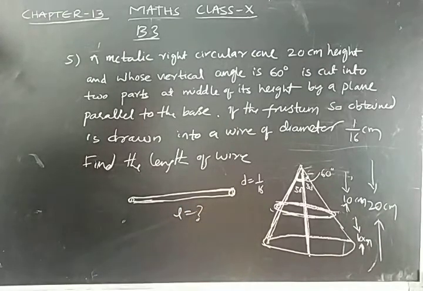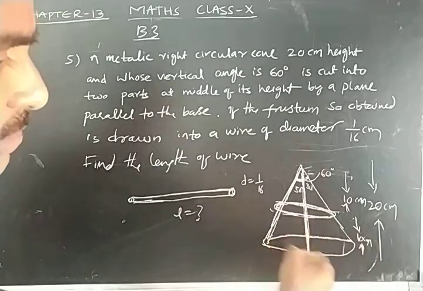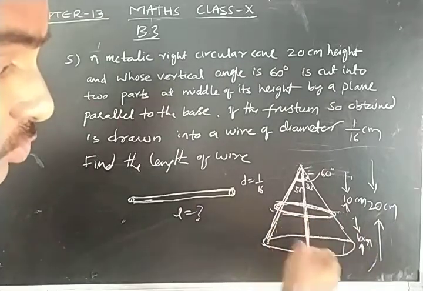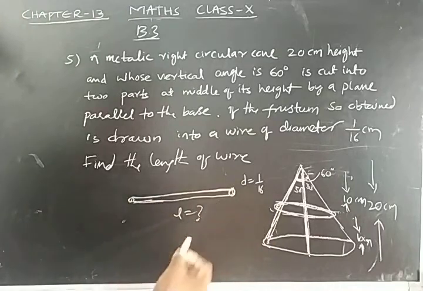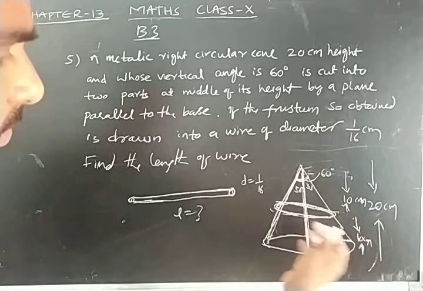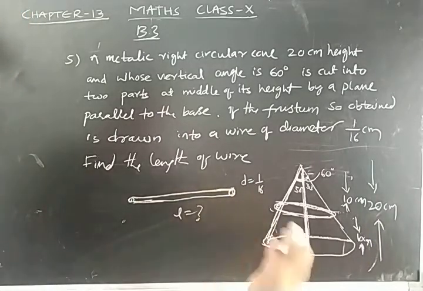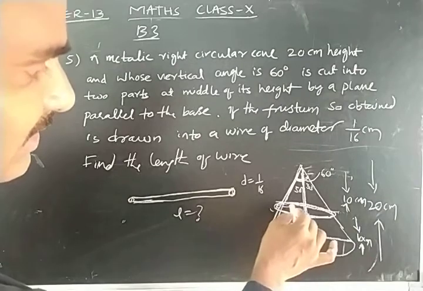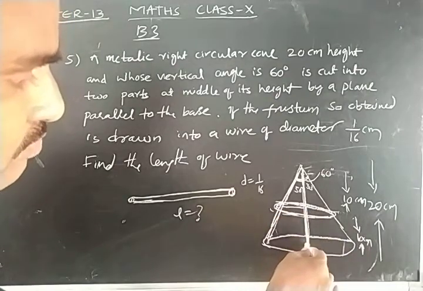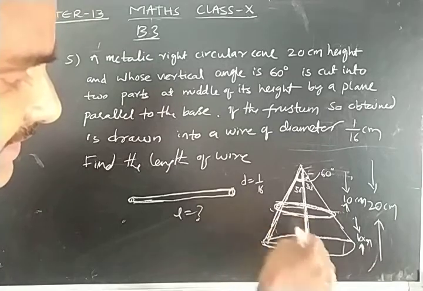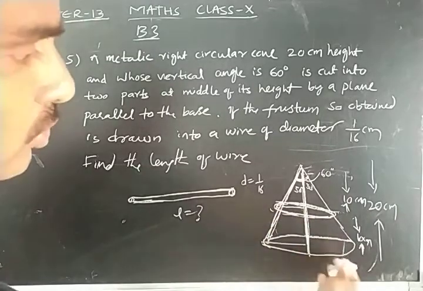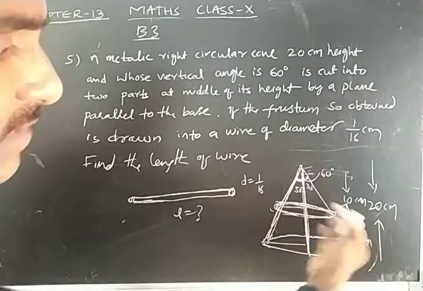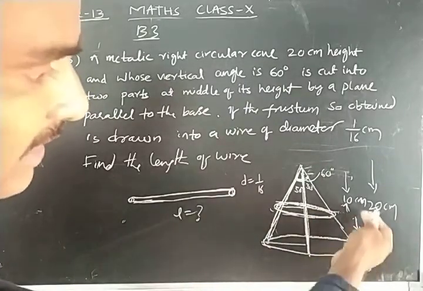So what do we have to find? The volume of the frustum of the cone will be equal to the volume of this cylinder, the wire. By equating the volume of the frustum and the volume of the wire, from that condition you can get the length of the wire. So how to get the volume of the frustum? If you know the upper circular radius and base radius, and the height of the frustum, you can get the volume of the frustum of the cone.